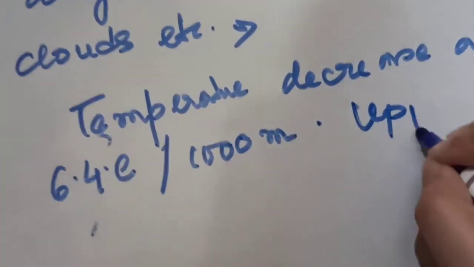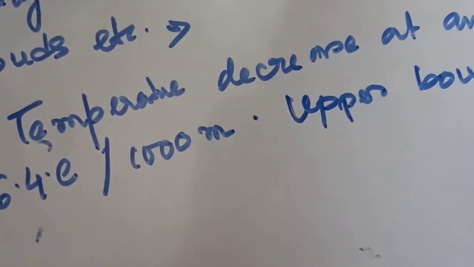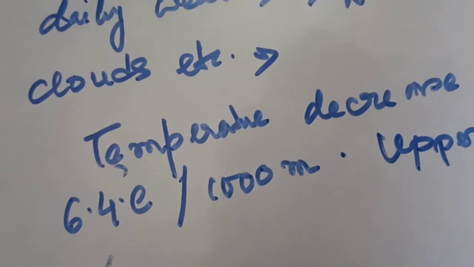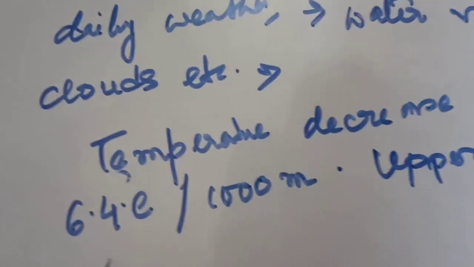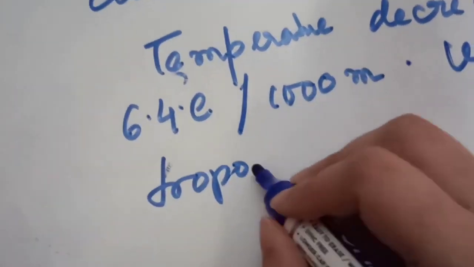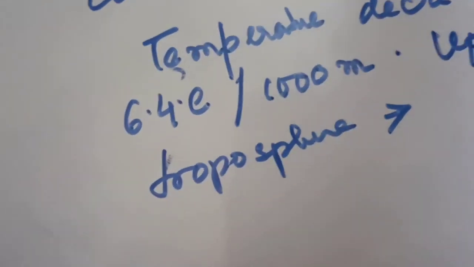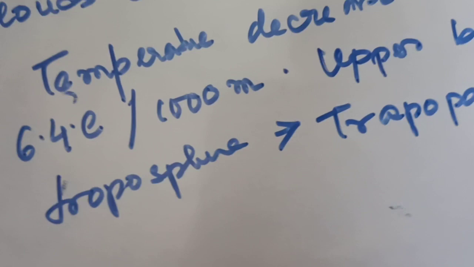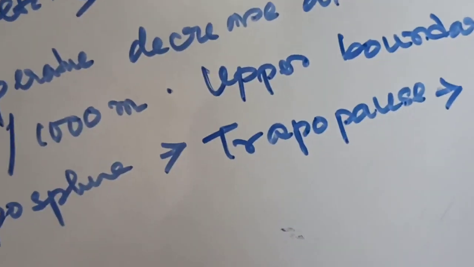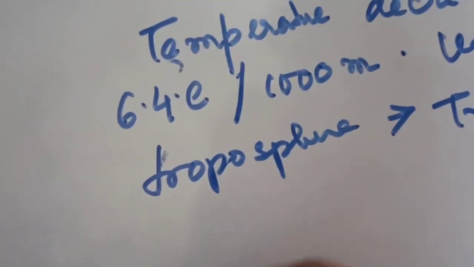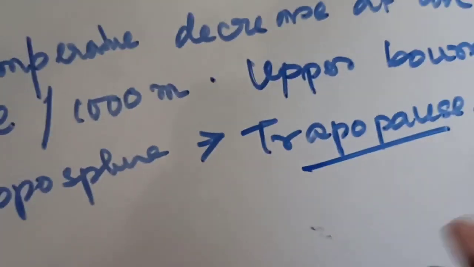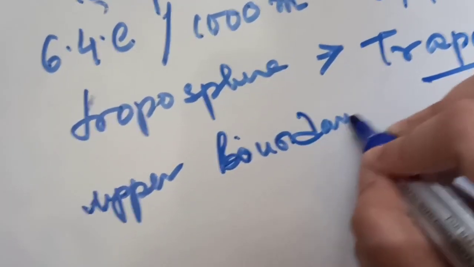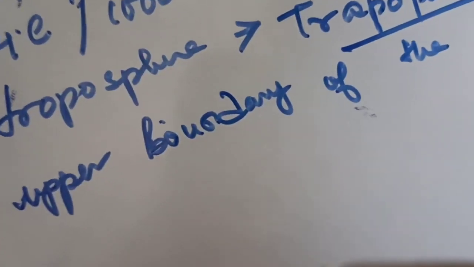The upper boundary of the troposphere is known as the tropopause, which is actually the limit of the troposphere.